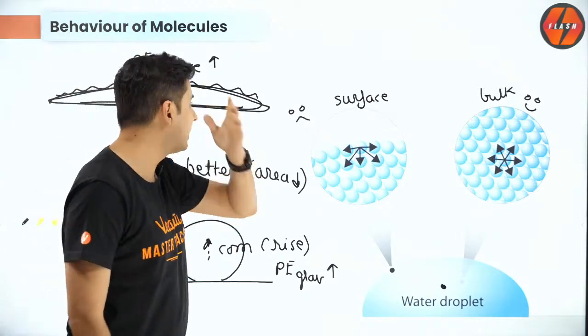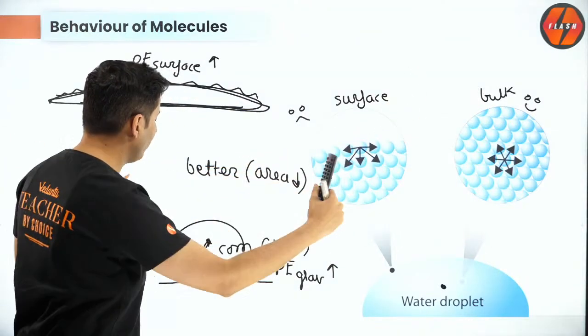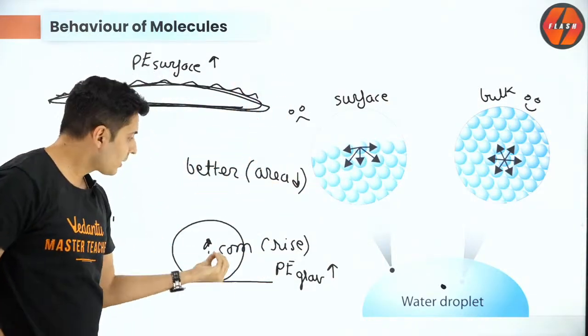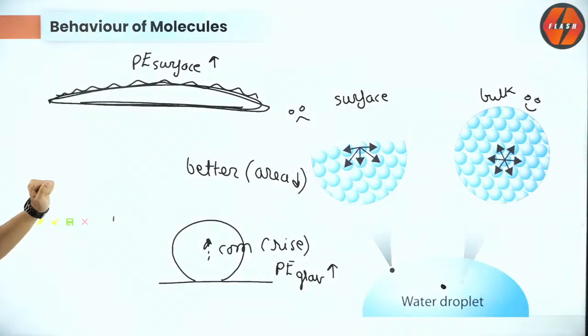I hope everyone is understanding this, why the water does not spread a lot and why water doesn't form a drop and form something like this. So it forms something in an intermediate state.